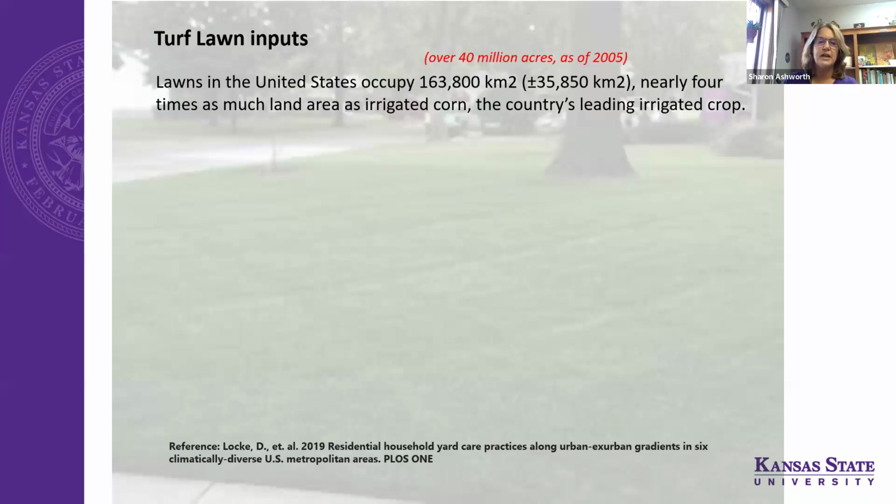Some of the reasons turfgrass lawns are getting some bad press is because they take up nearly 4 times as much irrigated land as irrigated corn in this country. There's a lot of turfgrass lawn out there. Now, this is a statistic from 2005. It was a NASA study, and I have been unable to find an update from 2005. So I haven't been able to update that statistic, but it's a lot of turfgrass lawn out there.